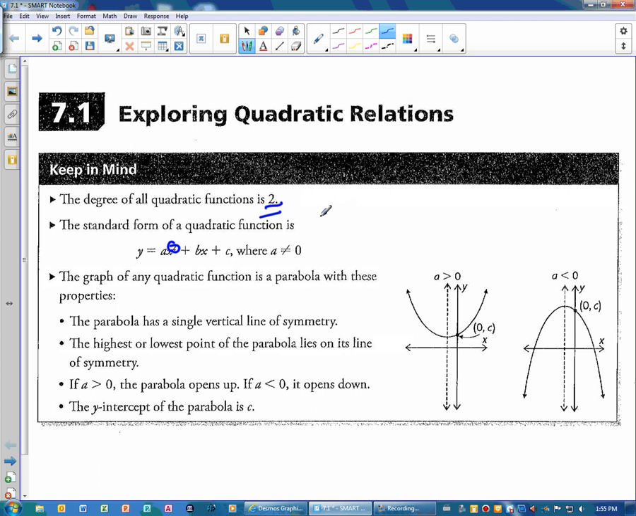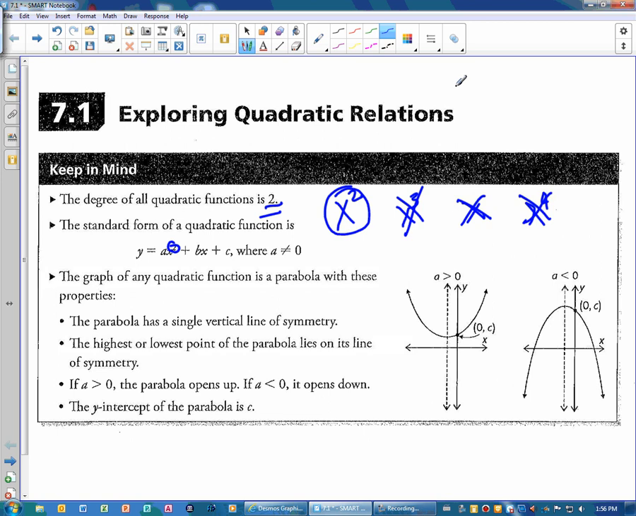Okay, so in order to be quadratic, it has to have a squared. If in the equation it has a cubed, it's not quadratic. If it just has an x, it's not quadratic. If it's to the power of 4, it's not quadratic. The highest exponent has to be x squared.